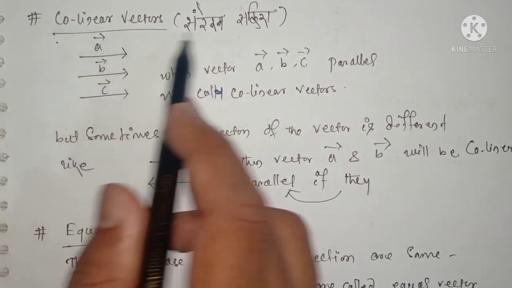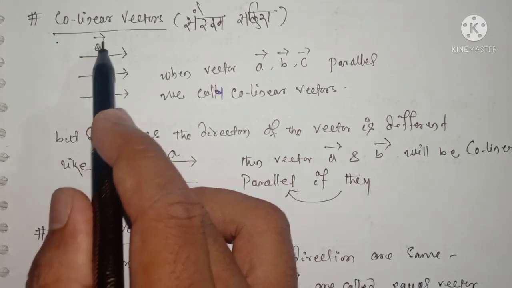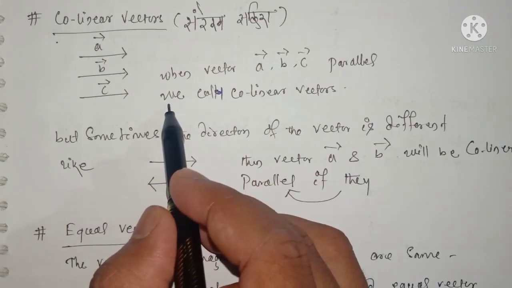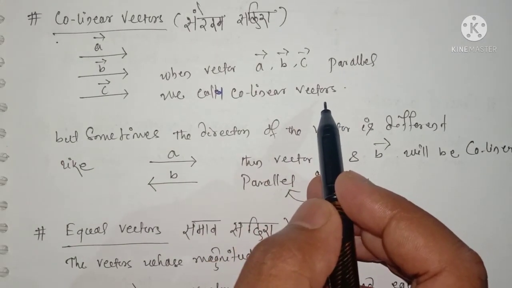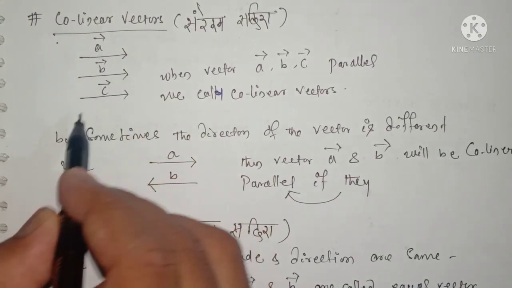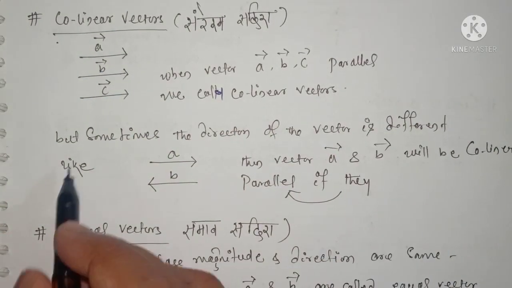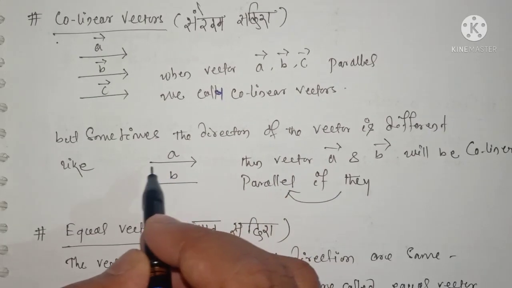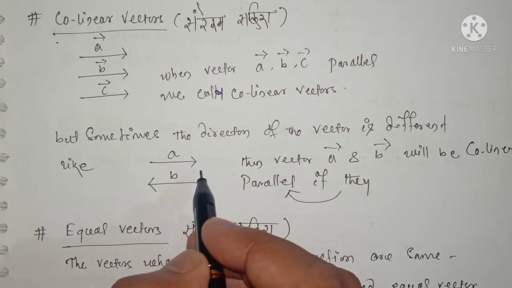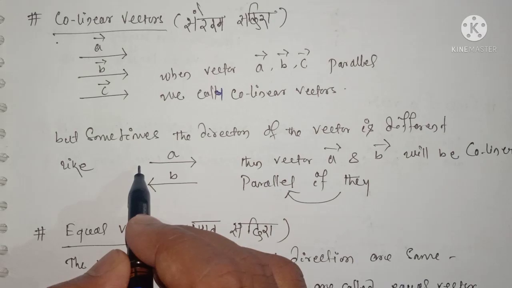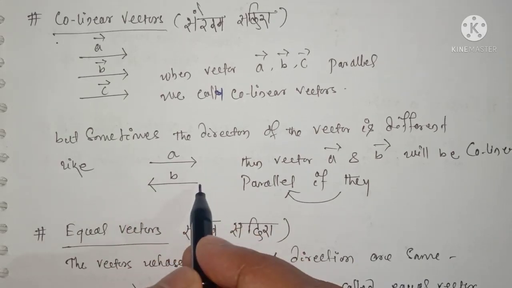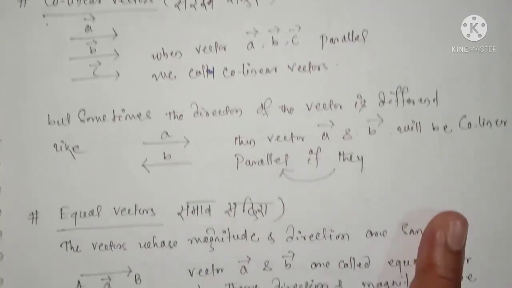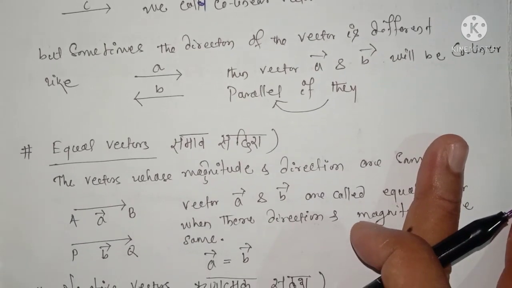Now students, discussing the collinear vector, as you can see here there are three vectors, A vector, B vector and C vector. When three vectors are parallel, then this is called collinear vectors, right? A vector, B vector, C vector, these are parallel. But sometimes they have opposite directions, right? This vector is from west to east direction, and this is east to west direction. Okay, so now students, move to the second one, that is equal vector.